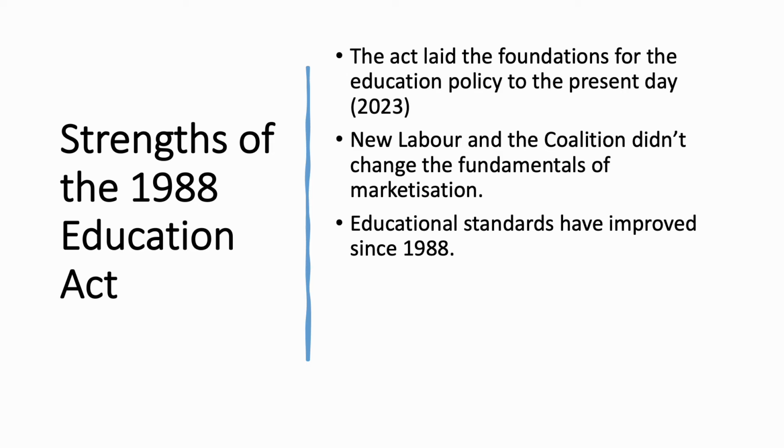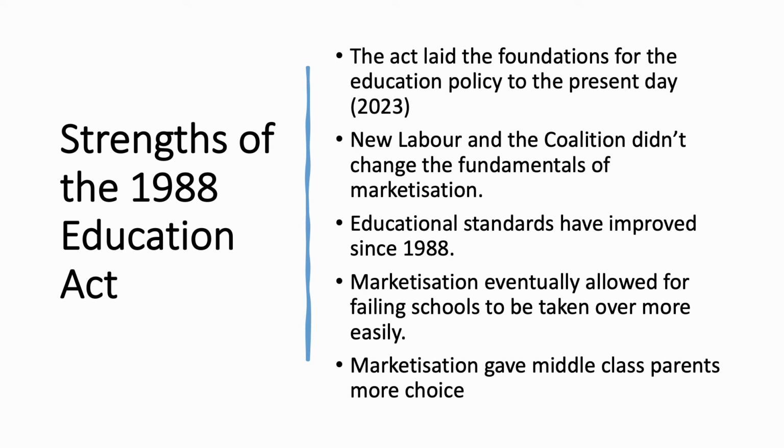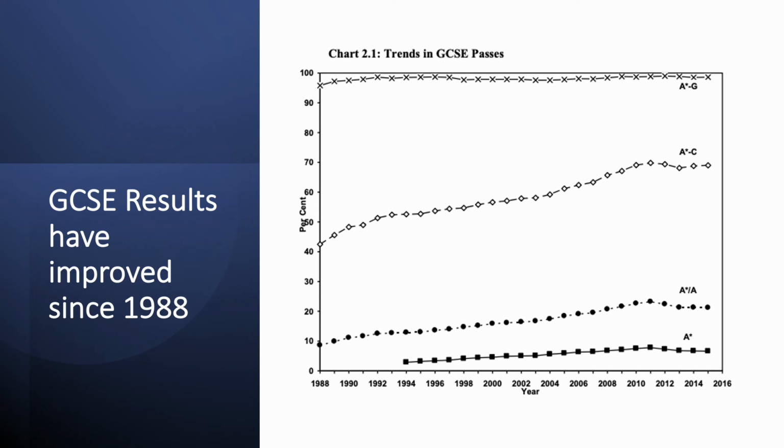And the main aim of the Act was to improve standards, and results have improved since 1988. And eventually the system evolved to allow for failing schools to be taken over by more successful ones. And also, marketisation at least gave middle-class parents more choice. Not so much working-class parents, but there are a lot of strengths, and we have to recognise these. And this is just a slide showing the gradual improvement in GCSE results.